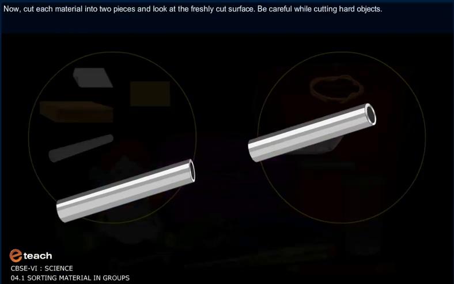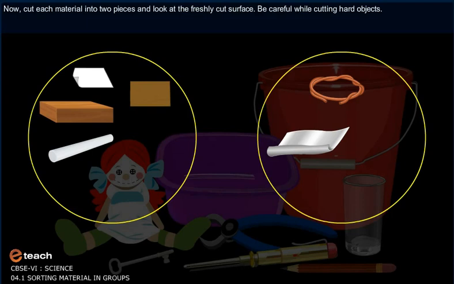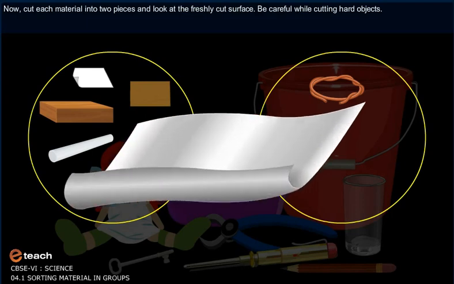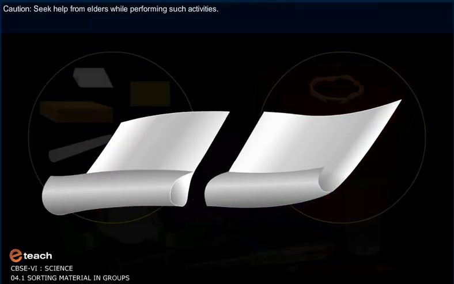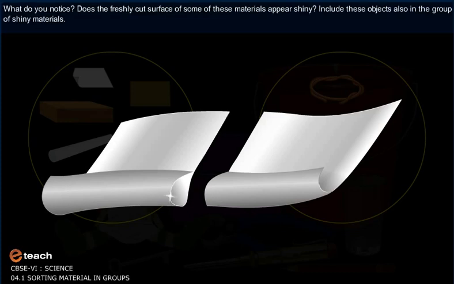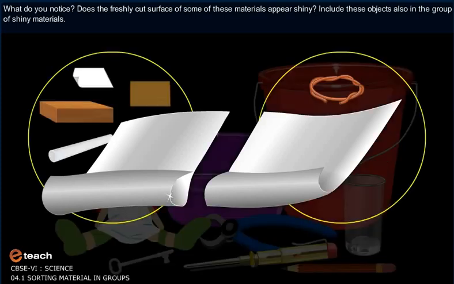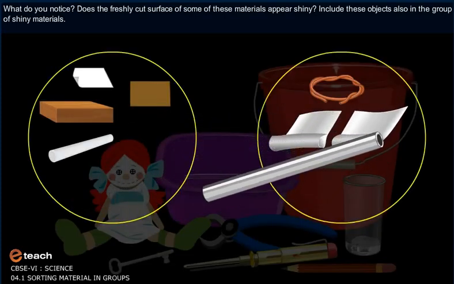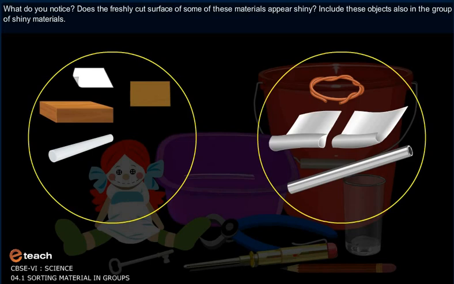Now, cut each material into 2 pieces and look at the freshly cut surface. Be careful while cutting hard objects. Caution! Seek help from elders while performing such activities. What do you notice? Does the freshly cut surface of some of these materials appear shiny? Include these objects also in the group of shiny materials.